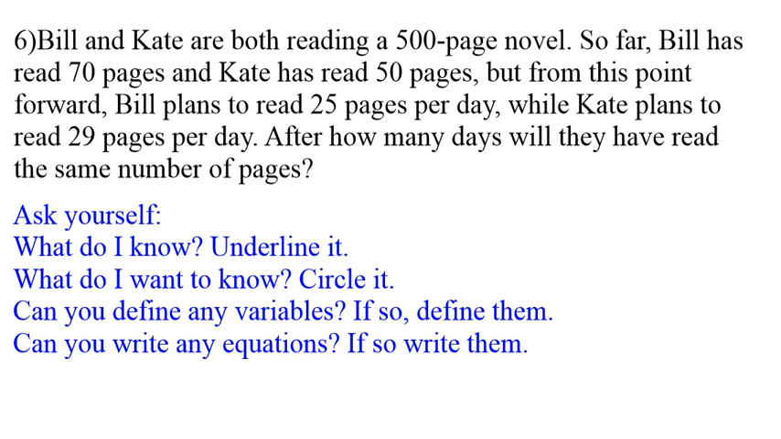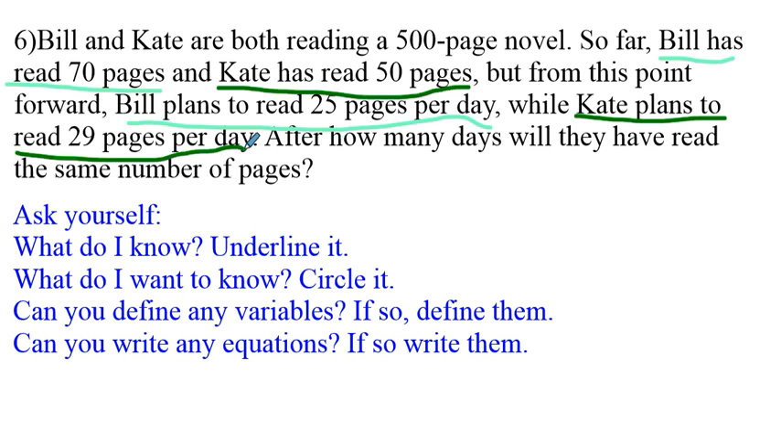Let's think about our guidelines. What do we know? Well, we know Bill and Kate are reading books. And so far, Bill has read 70 pages, so we can underline that. Here's Bill. So Bill has read 70 pages. And what else is Bill doing? He's reading 25 pages per day. Okay. Now, Kate is also reading the book. Kate has read 50 pages, and she plans to read 29 pages per day.